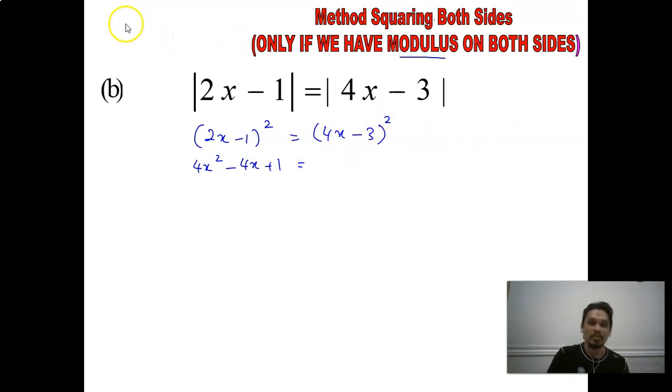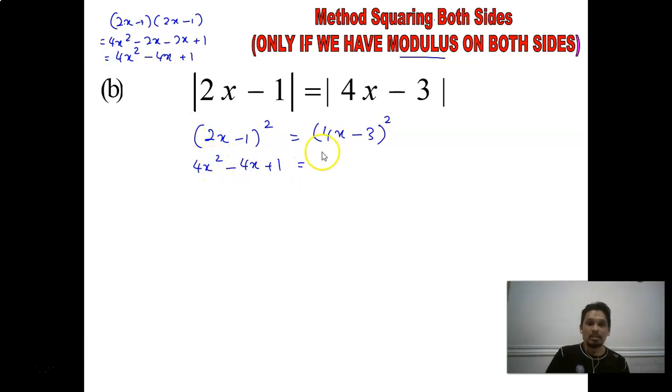I'll explain separately here. 2x minus 1 multiplied with 2x minus 1. You may refer to this to understand the process on the other side. 2x times 2x, 4x squared. 2x times negative 1, minus 2x. Negative 1 times 2x, minus 2x. Negative 1 times negative 1, positive 1. So then, 4x squared minus 4x plus 1.